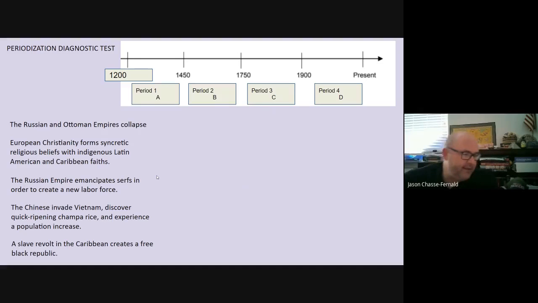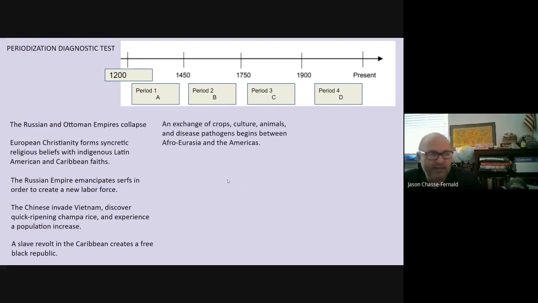Slave revolt in the Caribbean creates a free black republic. All right, so the answer to that obviously is C, and hopefully you can identify that's probably referencing Saint-Domingue, the Haitian Revolution. Can you identify a leader with that? Maybe Toussaint Louverture comes to mind, or after he gets captured and sent out to France, Dessalines might come to mind. Right, so hopefully these all come back to you.